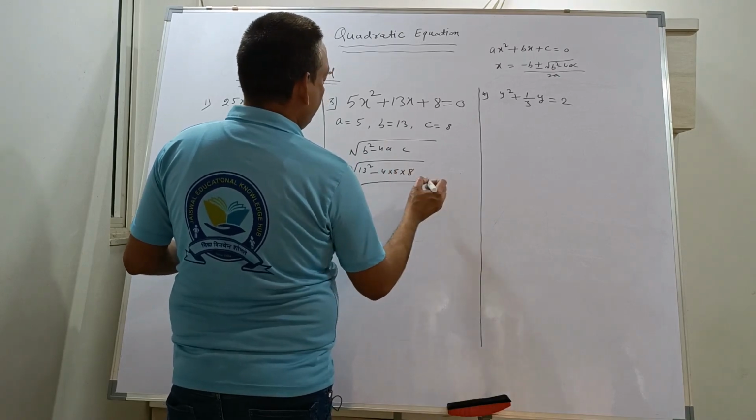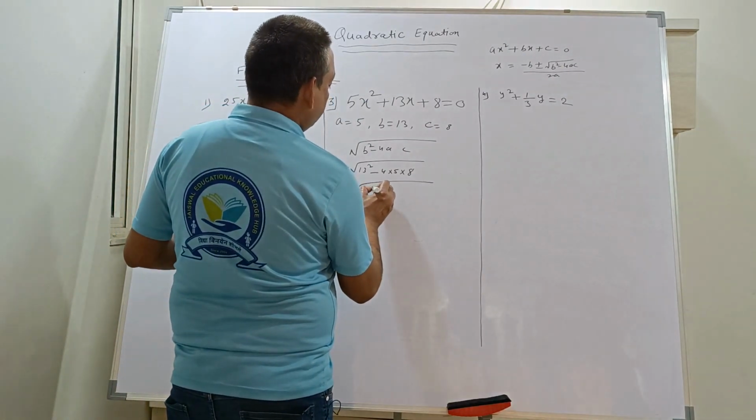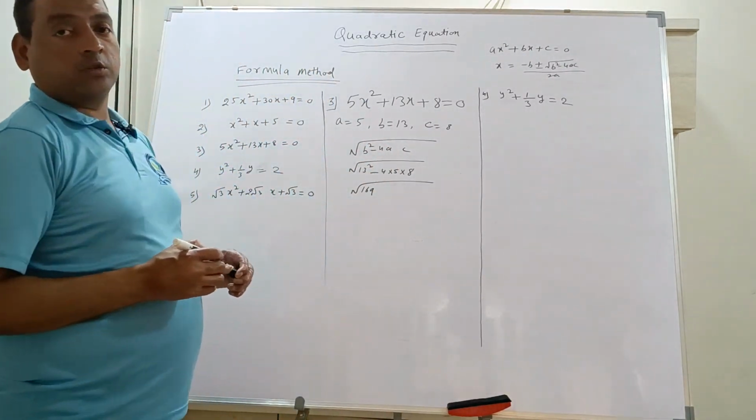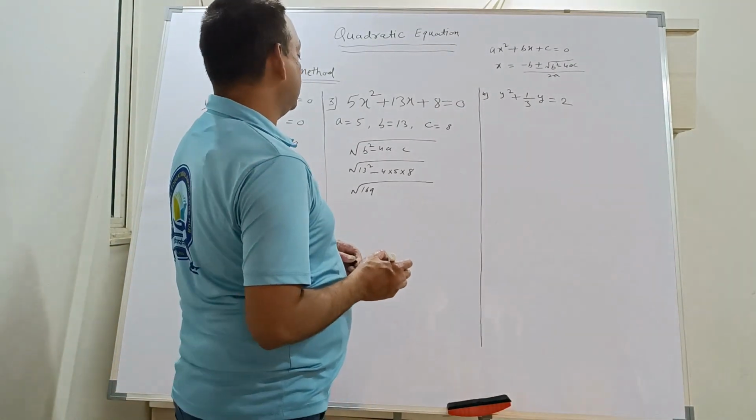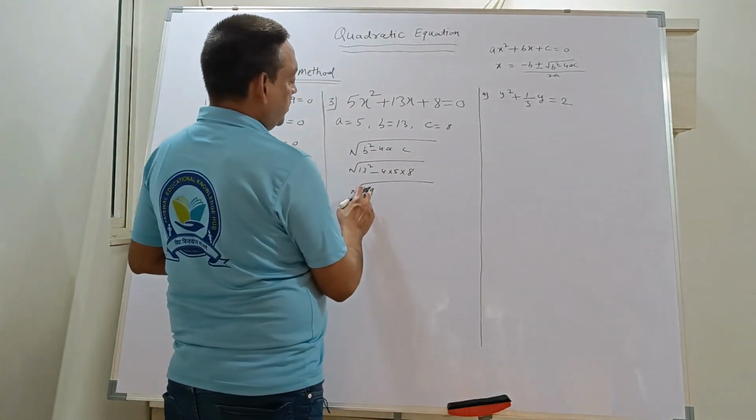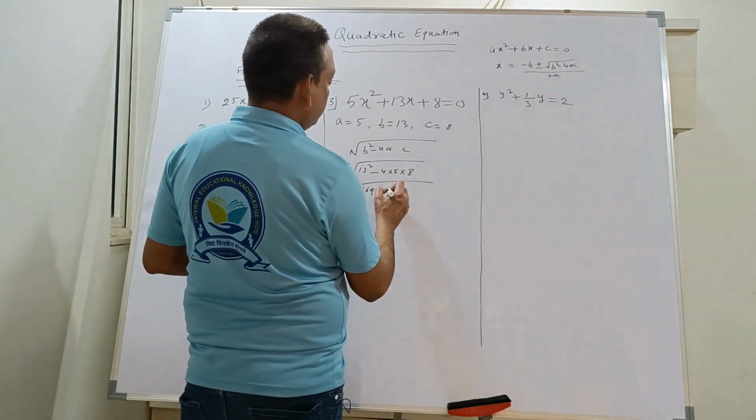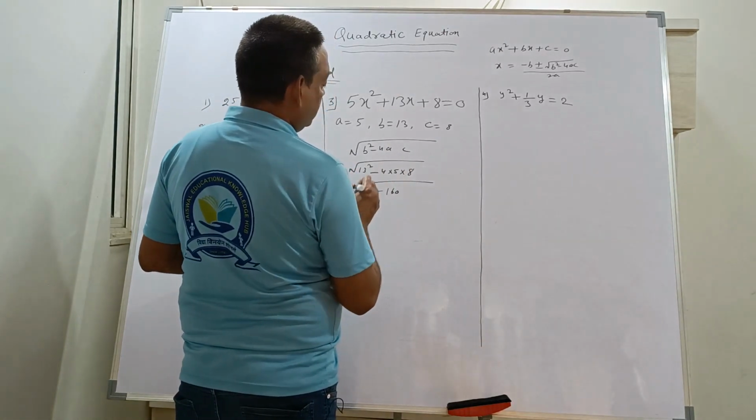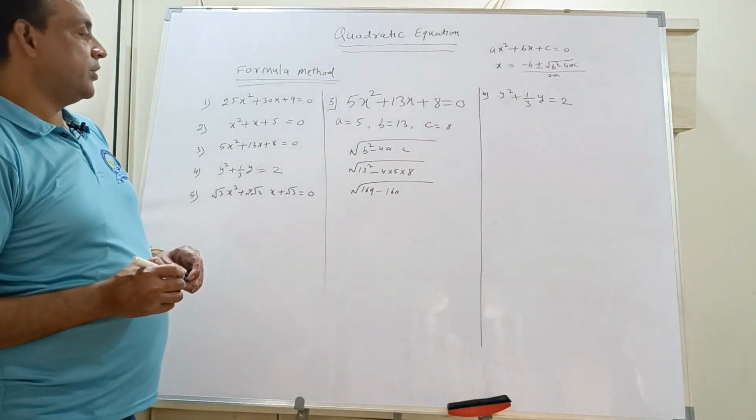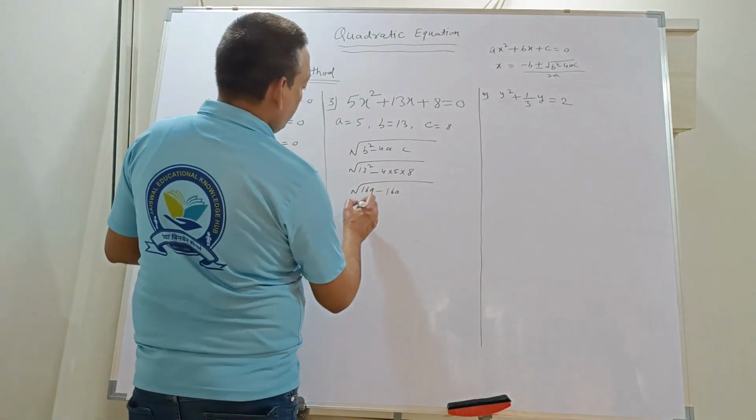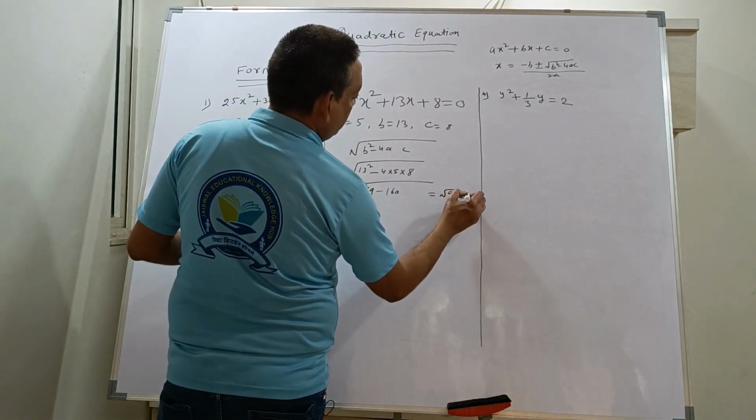So 13 square is 169. We had made a video on square roots also, so you can go and check the square formulas. We have so many square rules. Okay, so 13 square is 169 minus 4 fives are 20, 20 into 8 is 160, right? So root of 169 minus 160 is equal to root 9, which is equal to 3.